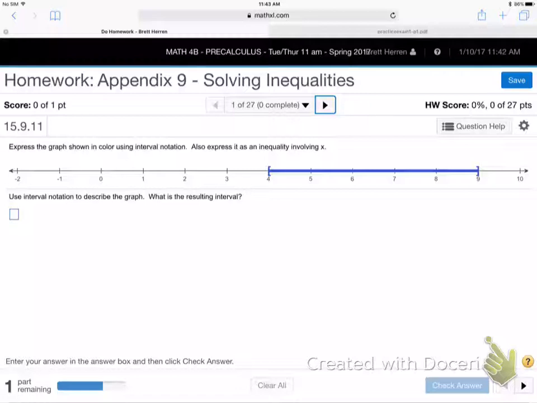All right, so there we go. I just took a screenshot, and there's the same question. I'm on the program that's recording now. So, what do they want? Well, they say use interval notation.